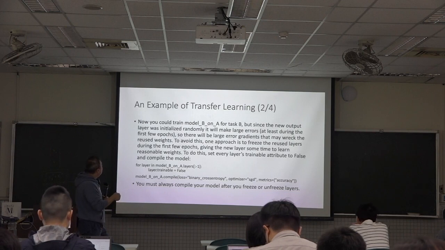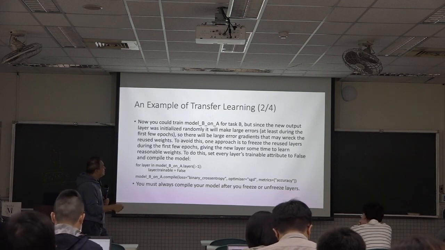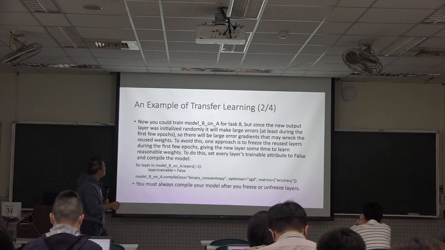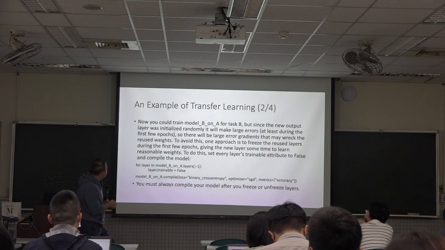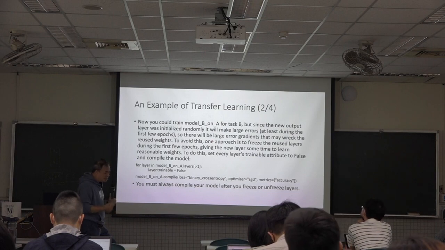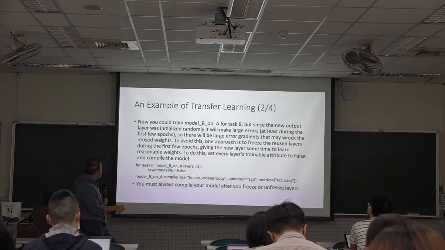Then you could train model B on A for task B. But since the new output layer was initialized randomly, it will make large errors, so there will be large error gradients. These large error gradients will change the reused weights significantly. So to avoid that, we want to freeze the reused layers.